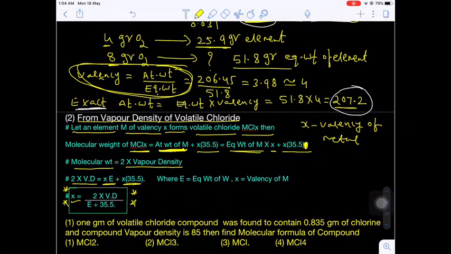Okay, so once again, now we have a metal chloride formula MClX. This is a volatile compound. Here metal atomic weight is M, chlorine atomic weight is 35.5, and X chlorines are there. Atomic weight will be equivalent weight multiplied by valency. Now here I am calculating the valency X. What is the X? Valency of the metal. What is the E? Equivalent weight of the metal.